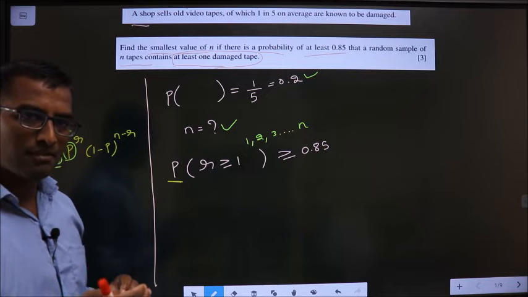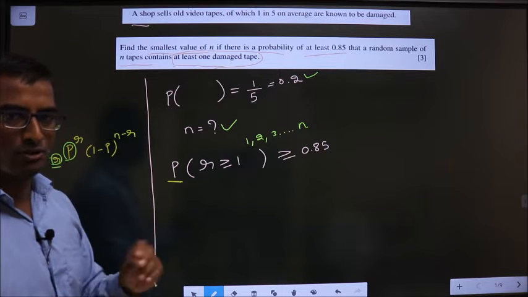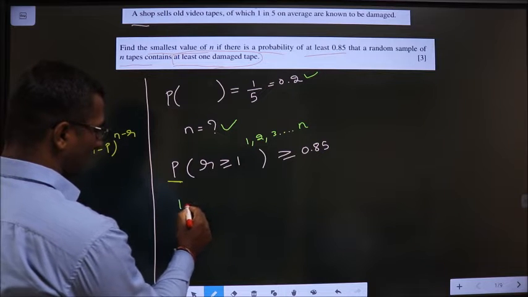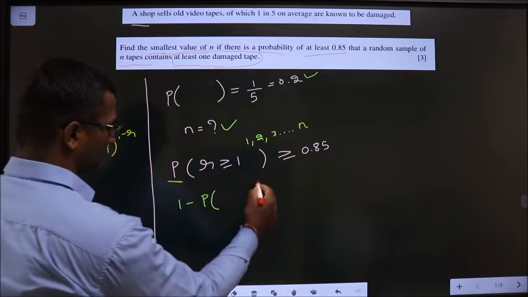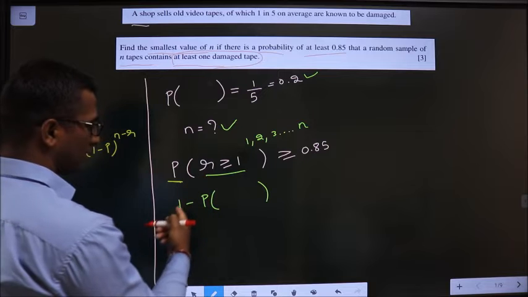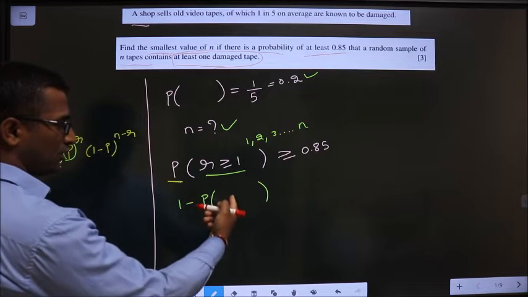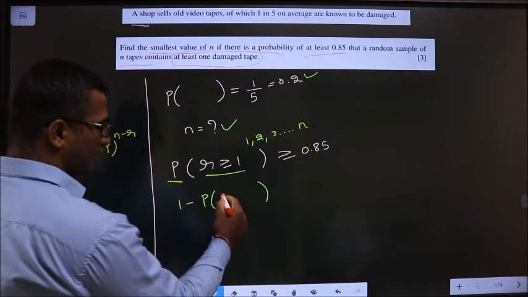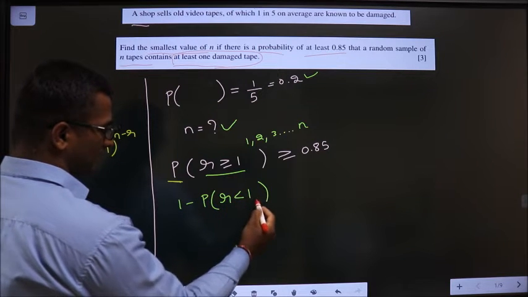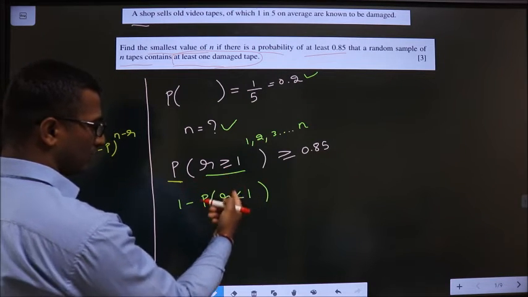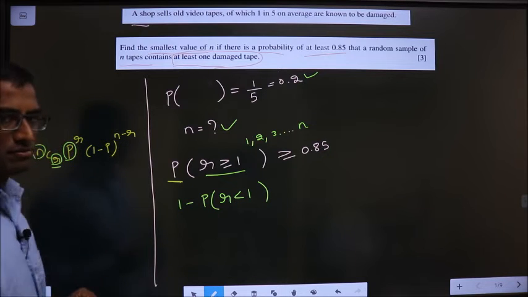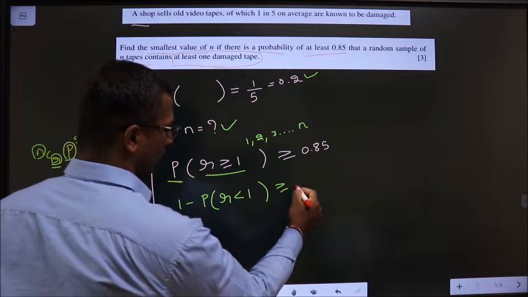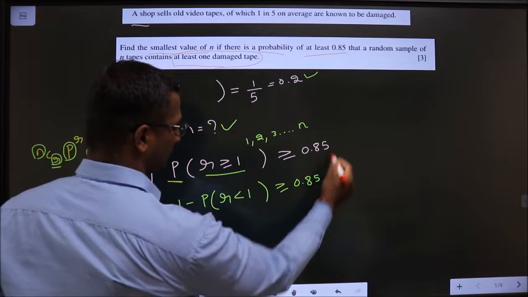So to decrease the values for r, I will do this step, and that is, see here, 1 minus P of. Whenever you are doing 1 minus, in the bracket write the opposite of this condition. Here r greater than or equal to 1, here make it less than 1. Here you have equal to, here do not put equal to. Clear? Is greater than or equal to 0.85.